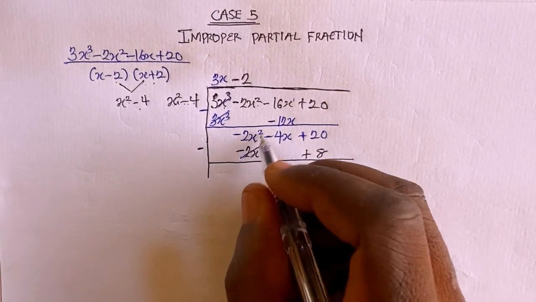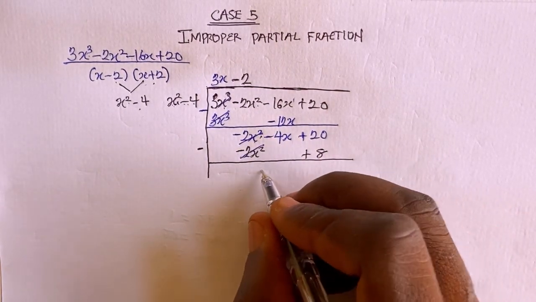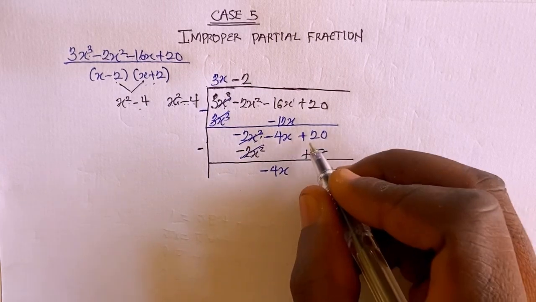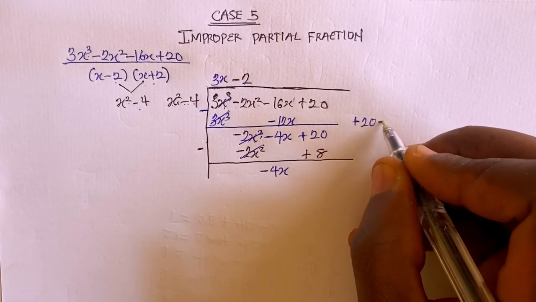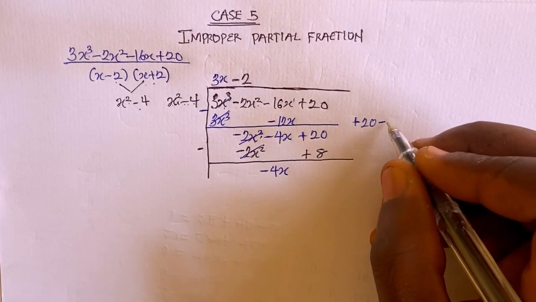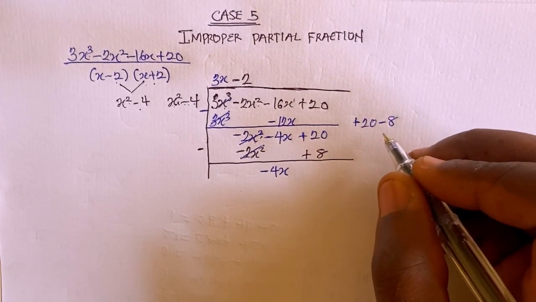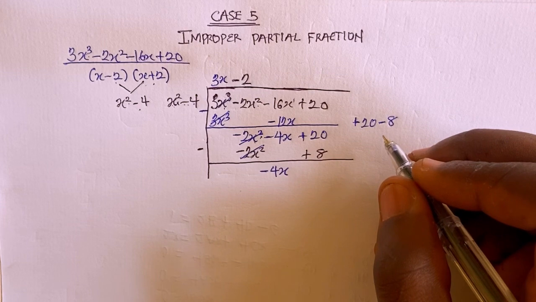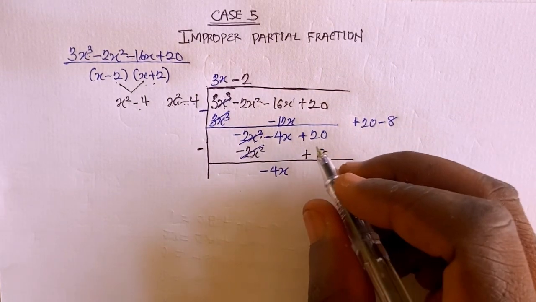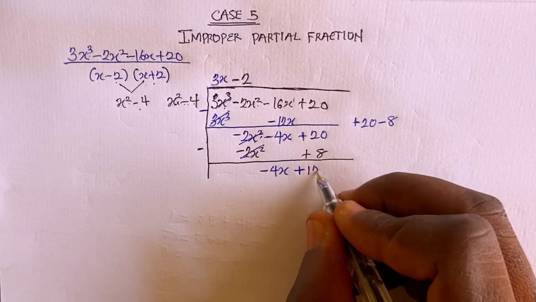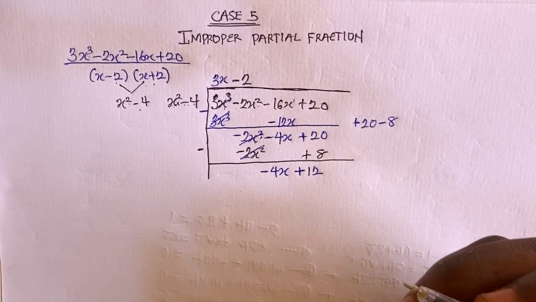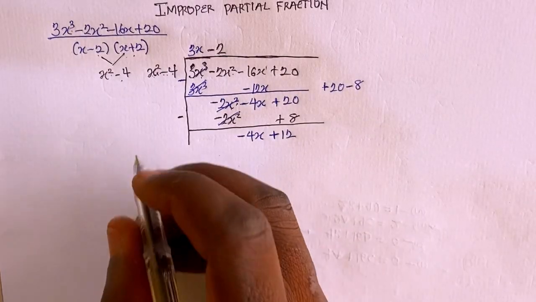Subtracting again, I'll have this and this cancelling out. Then I'll have minus 4x. Then this will be plus 20, then minus 8. Right? Plus 20 minus 8, I think I should have 12. Right? So this is minus 4x plus 12.